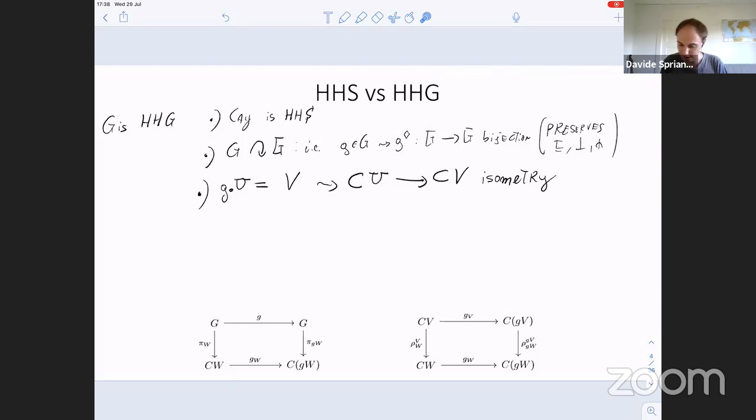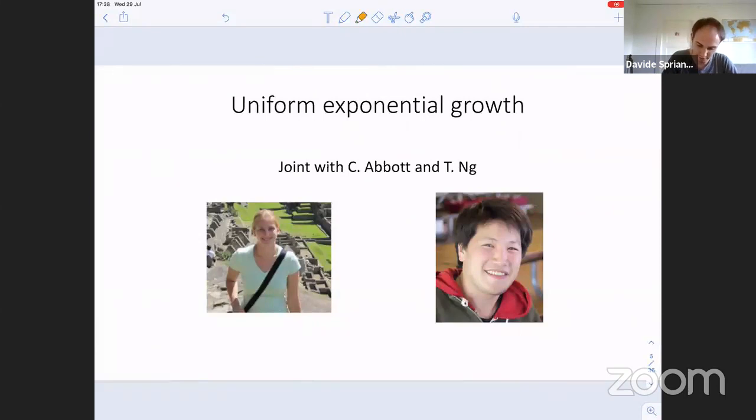Okay, so this was enough from the recall. So what are we going to talk about today? The goal of today is to talk about uniform exponential growth. And everything I'm going to tell you is joint work with Caroline Abbott and Thomas Ing. As I said, the goal of today is not really to prove uniform exponential growth, although I think it's an interesting result. The goal is to try to get a little bit of familiarity with some techniques that we have.